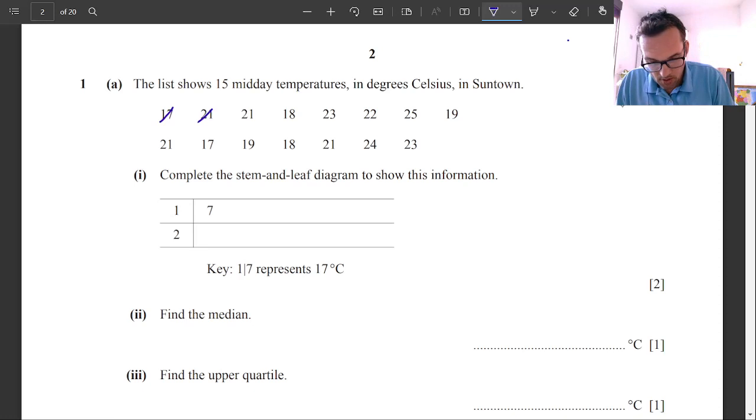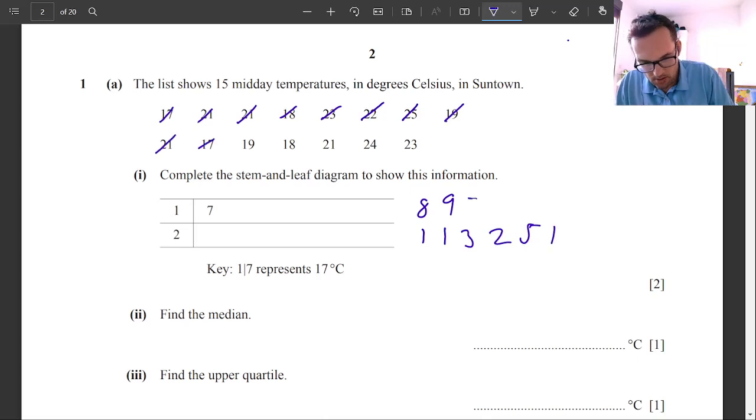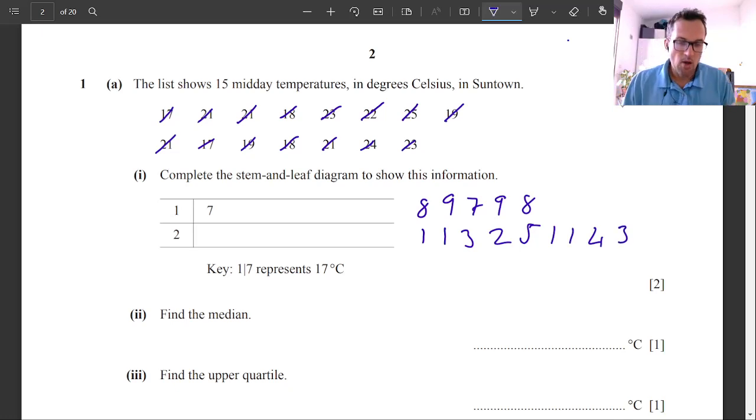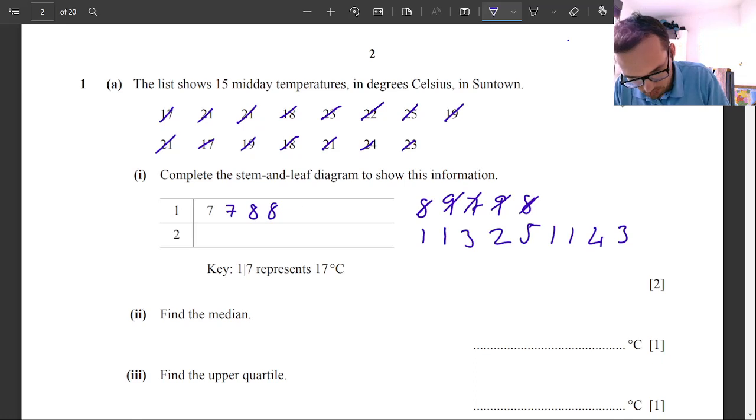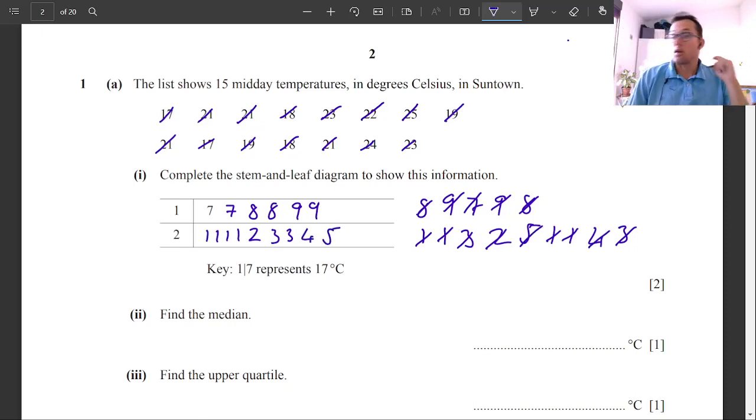So 21, the 1 will go in this row, and then it's another 21, 18, 23. Once we got them sorted into the 10s and 20s, now we can put them in order. And there we go. That's how you do it accurately. Make sure you don't make any silly mistakes, because this is an easy 2 marks.